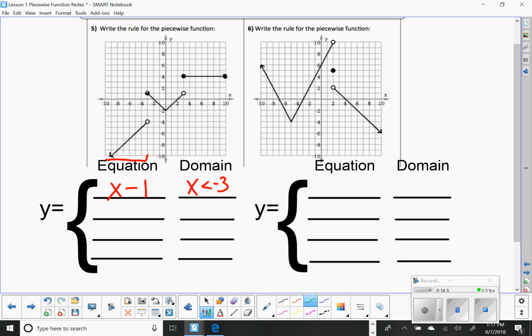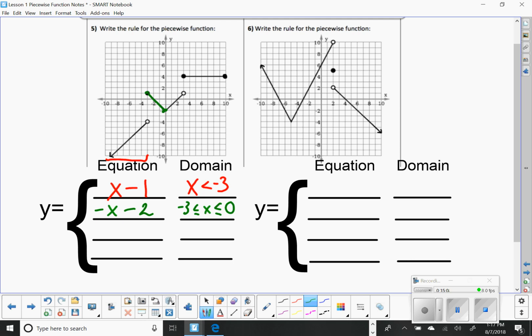The next piece is going to be from here down to here. Now, at this spot, it's either solid for the green or open for the green. This is where it doesn't matter to me. So this goes from -3 less than or equal to x, which is less than or equal to 0. We're going to make it open or closed for the green. This one is negative x. Notice your slope is -1 and it's crossing at -2.